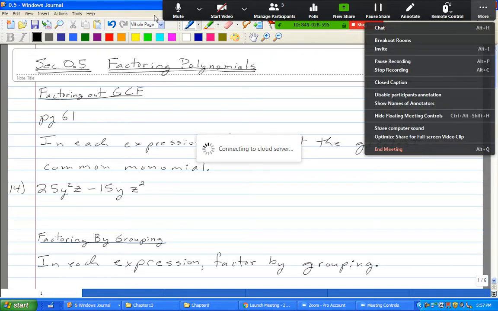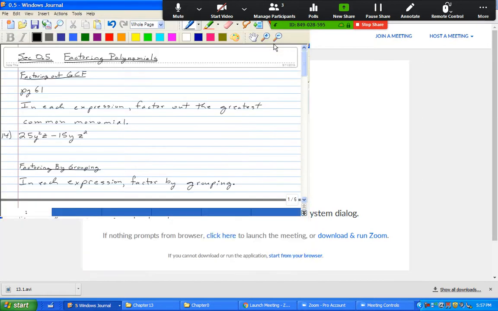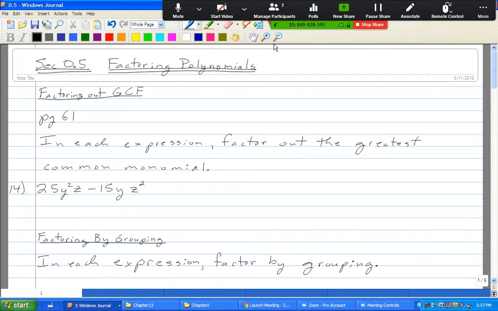Okay, so let's start. Section 0.5, Factoring Polynomials.